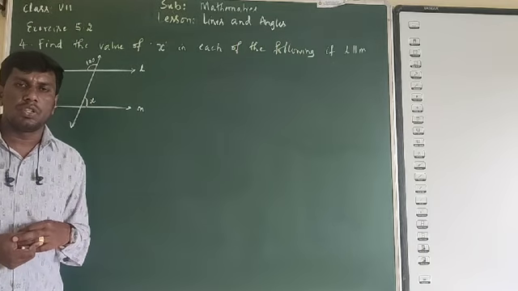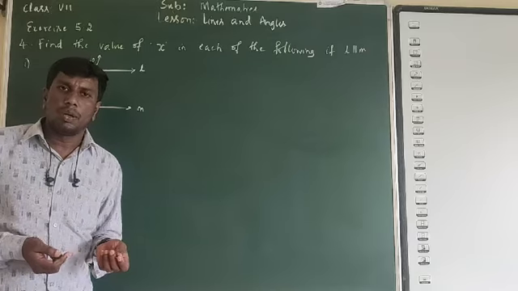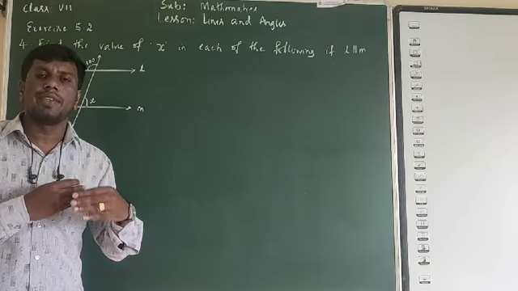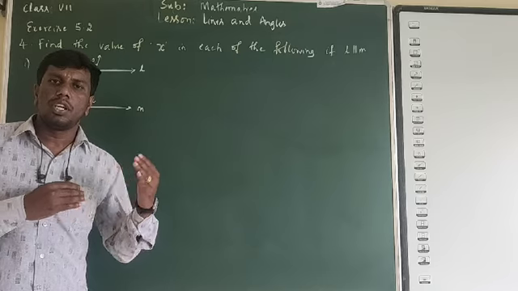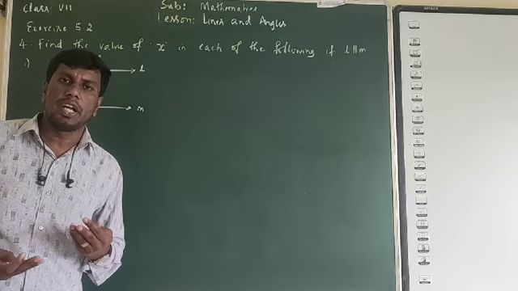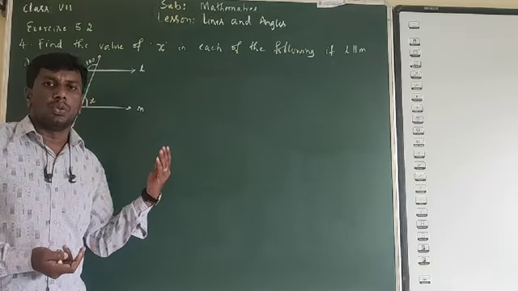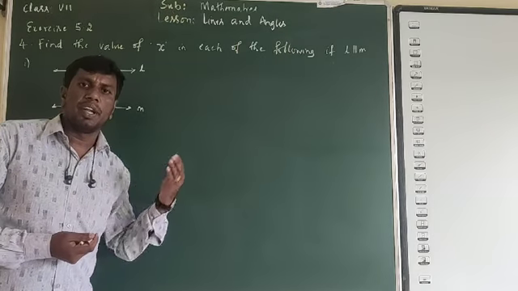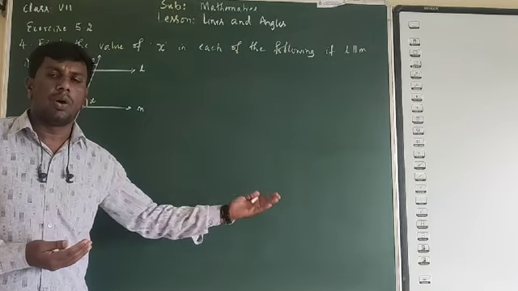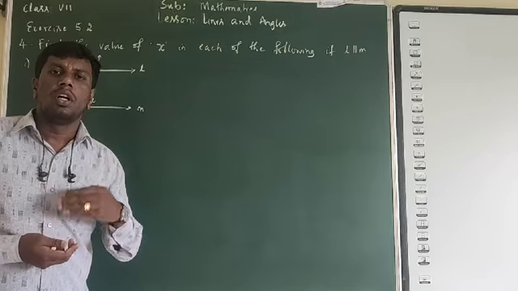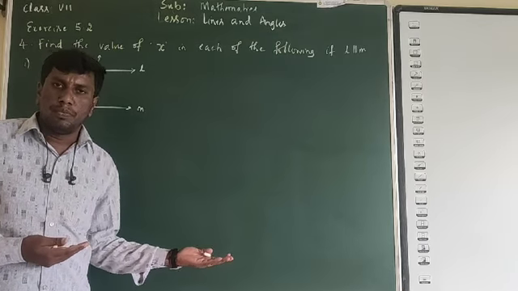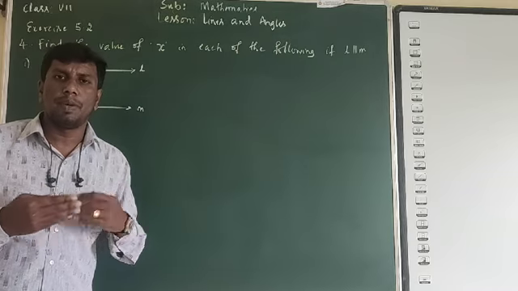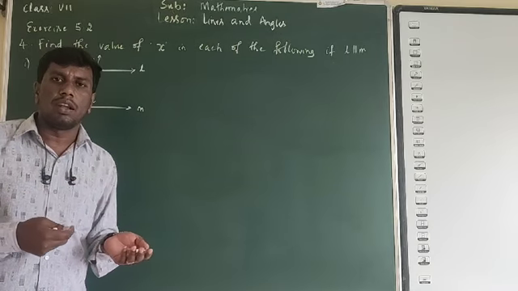So in the previous session, we learned what conditions are satisfied if two lines are parallel. Again, a pair of corresponding angles are equal, a pair of alternate interior angles are equal, and a pair of interior angles on the same side of the transversal are supplementary. Then the two lines are parallel, right?